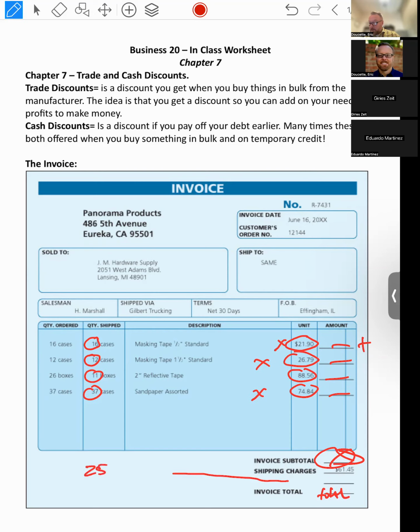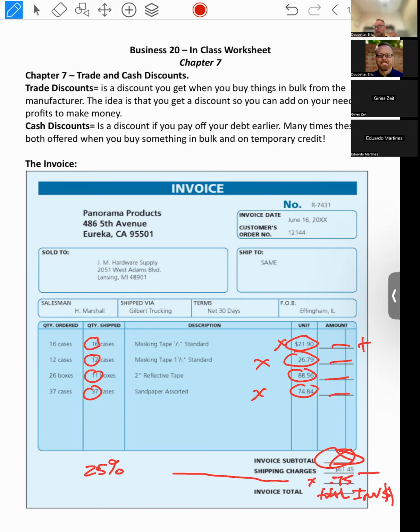Now, there's a little blank line here because this is where your supplier might say, we're going to give you a 25% discount because you bought all these things in bulk. So we're going to give you a 25% discount off of your total order. If that's the case, you could multiply that by 0.25, subtract the difference, and that would give you your total invoice amount. Or you could also just multiply it by 75%, because if they're going to give you a 25% discount, that means you're going to be paying 75% of the total. So after you add the shipping charges, multiply your subtotal by 0.75, and that would give you your total invoice amount that you owe.